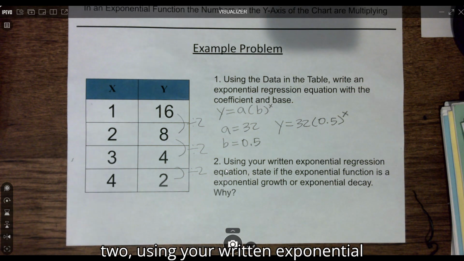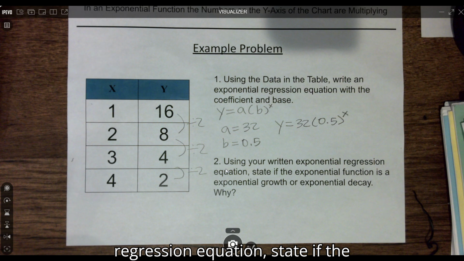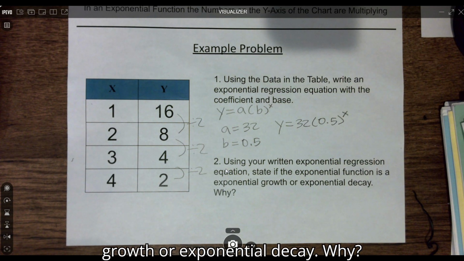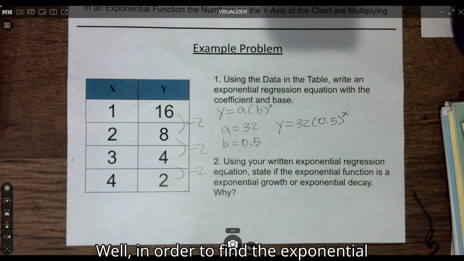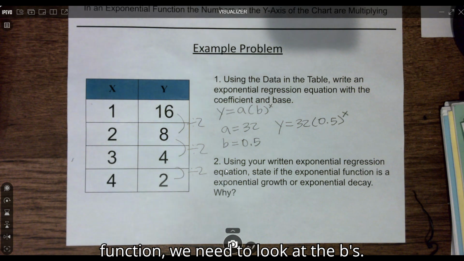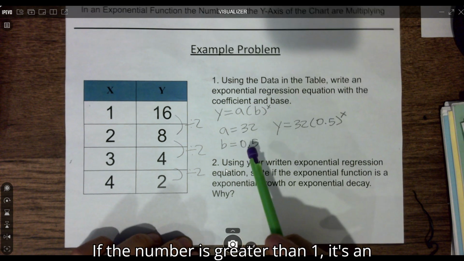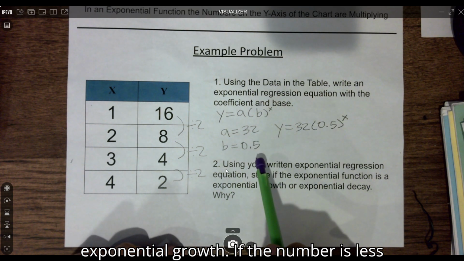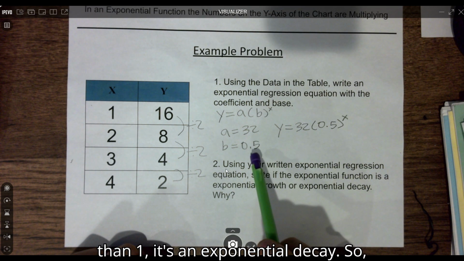Number 2. Using your written exponential regression equation, state if the exponential function is an exponential growth or exponential decay. Why? Well, in order to find the exponential growth or exponential decay of a function, you need to look at the b. If the number is greater than 1, it's an exponential growth. If the number is less than 1, it's an exponential decay.